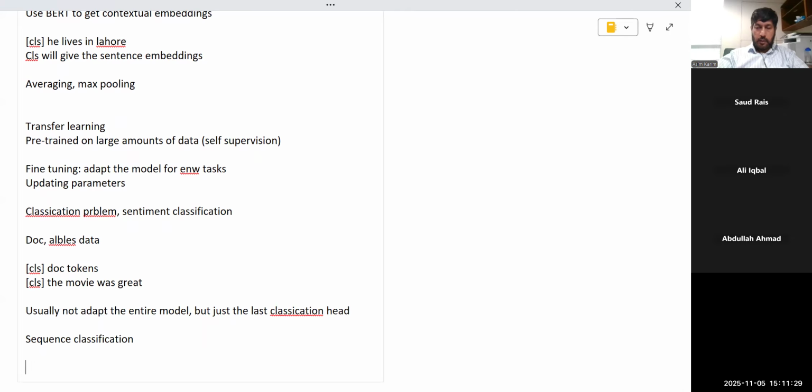So another category of applications is basically, for example, there are various applications in this. For example, paraphrase detection, next sentence prediction.